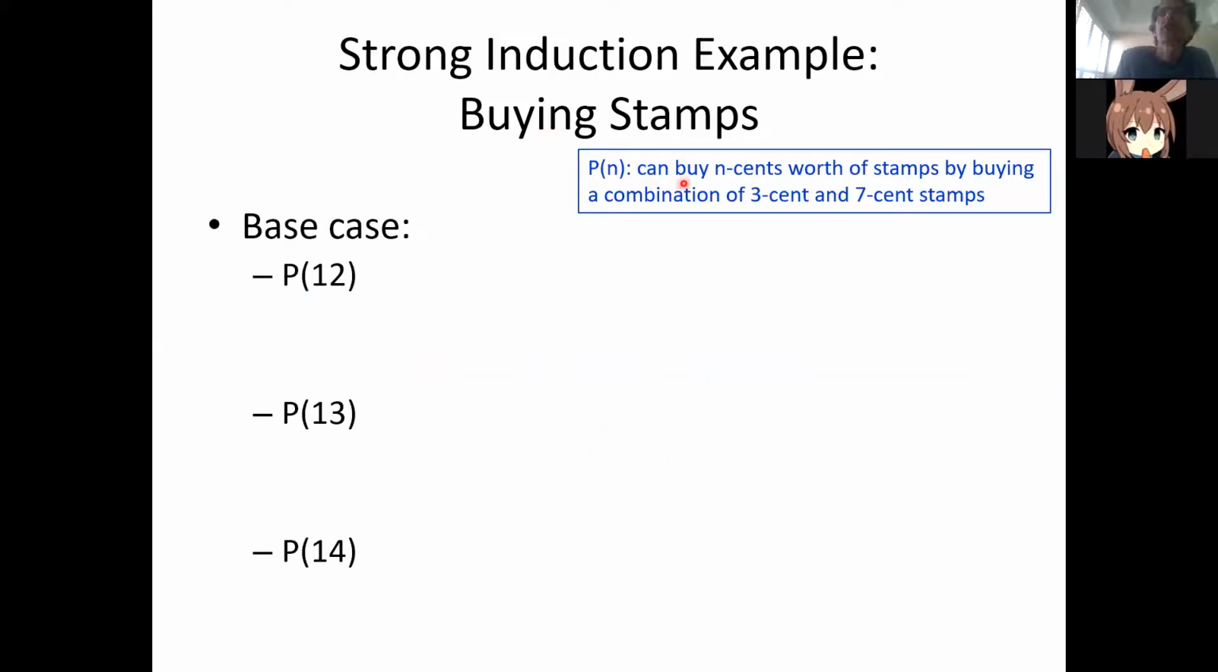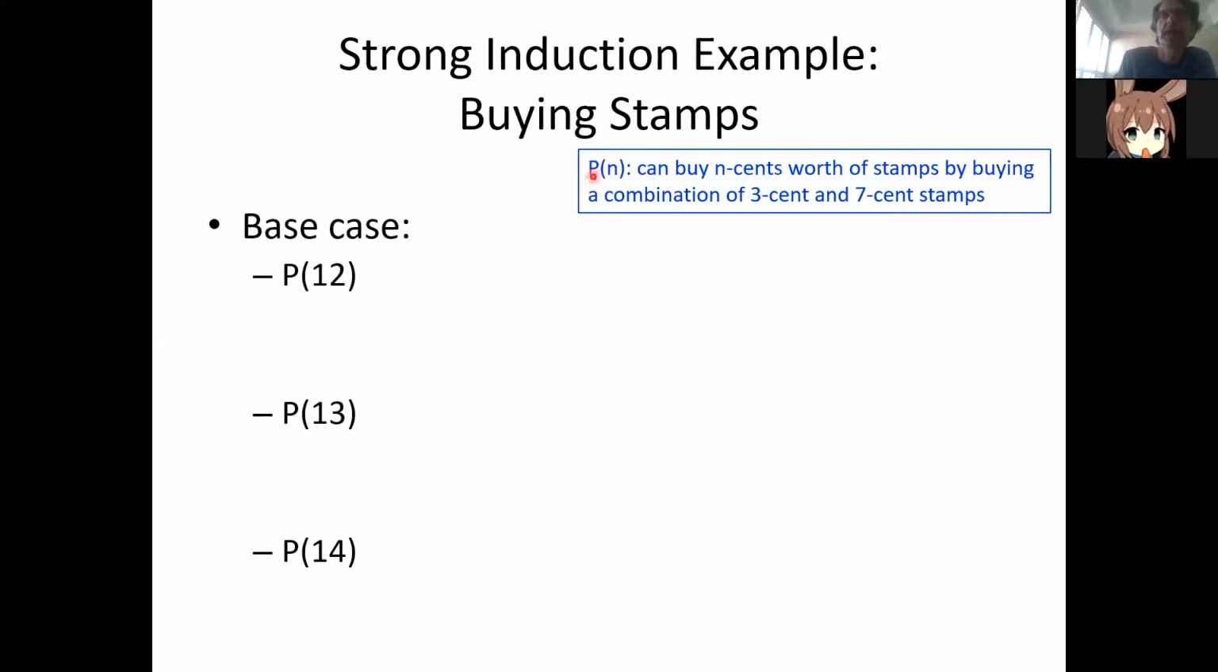So again, this is the theorem. The theorem can be stated faster as follows: n can be expressed as a multiple of 3 plus a multiple of 7. So n is 3i plus 7j for some integers i, j. Let's test that this is true for a bunch of initial values, okay?